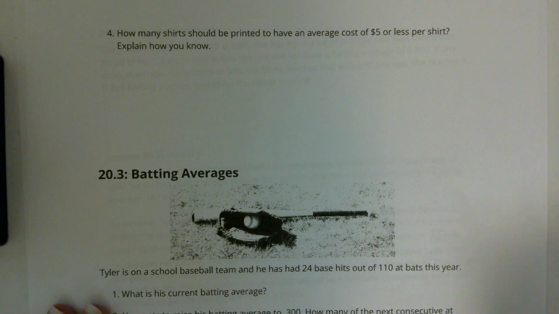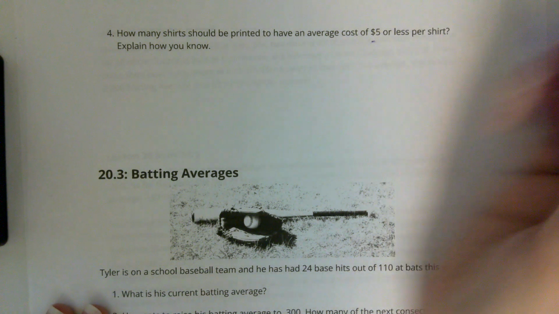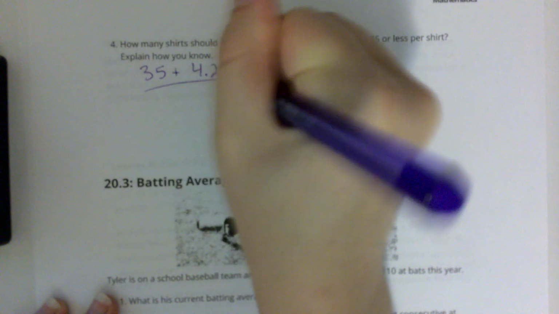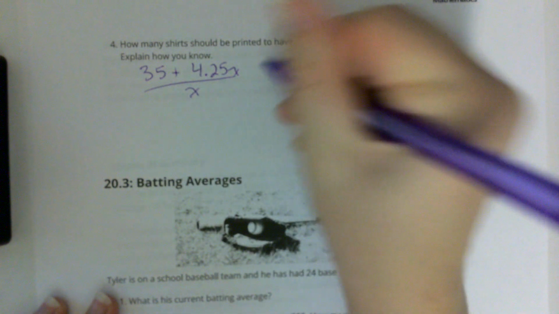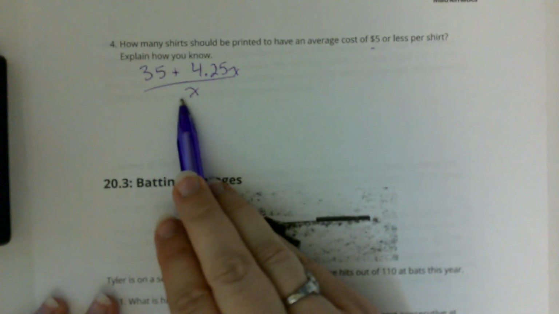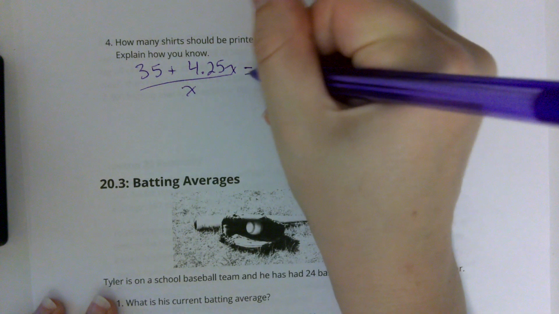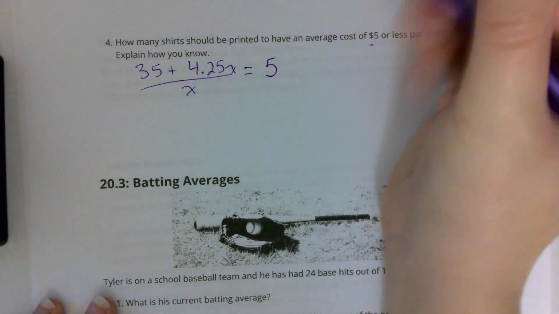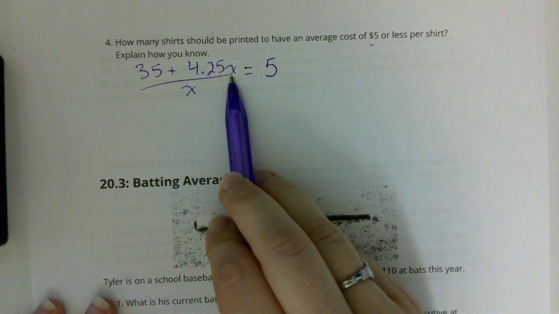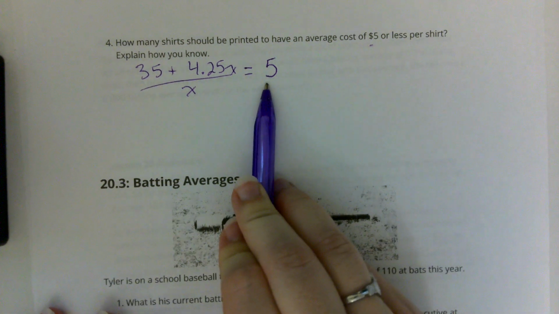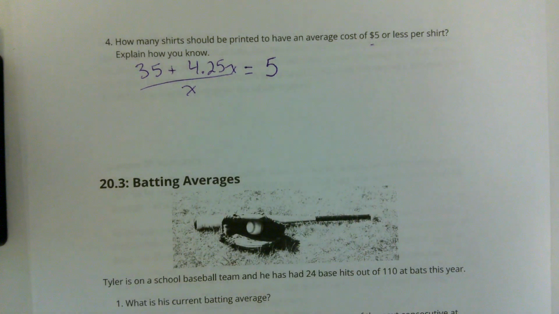So if we want the average cost to be $5, remember our expression for the average cost was (35 plus 4.25x) over x. So if we want this average cost to be $5 or less, we can set this equal to $5. And we can see what number of shirts would get our average cost to exactly $5. And then we can go from there.